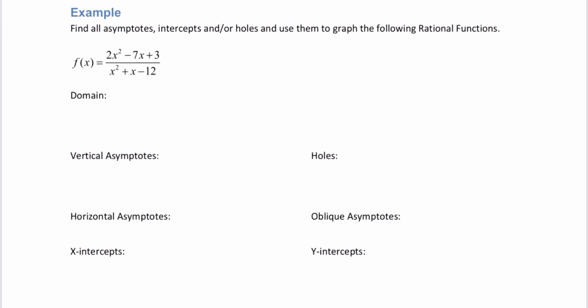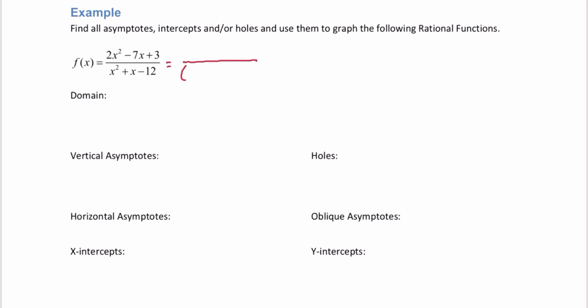Let's find all asymptotes, intercepts, and holes and use them to help graph the rational function. Up first, we want to find domain. Recall that in order to find domain, we set the denominator equal to 0. To help us, let's go ahead and factor that denominator.